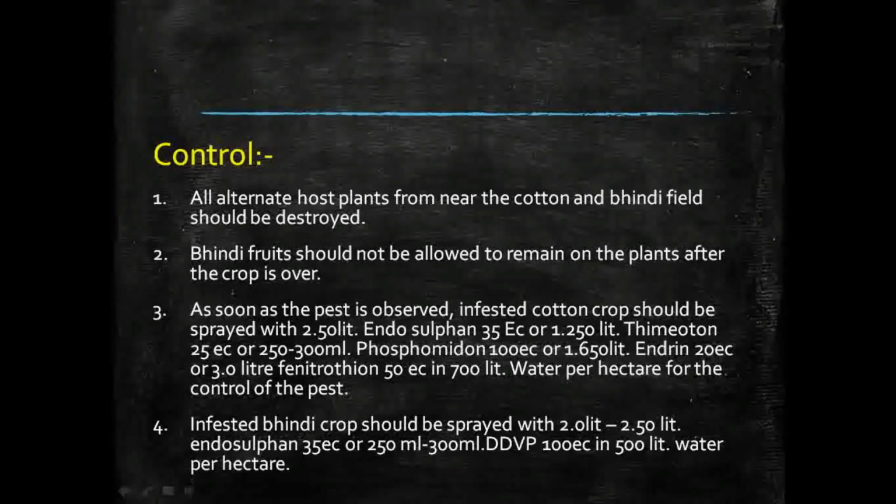And the infested bhindi crop should be sprayed with 2.0 to 2.50 liters endosulfan, or otherwise we can also use 250 ml to 300 ml of DDVP in 500 liters of water per hectare. This is the control measure of this cotton bollworm.